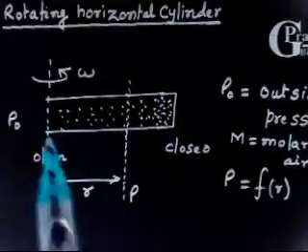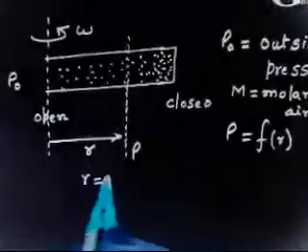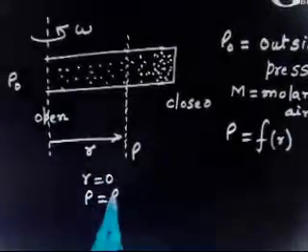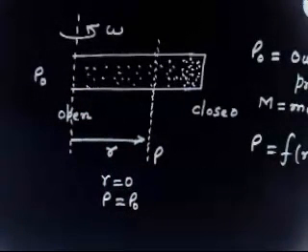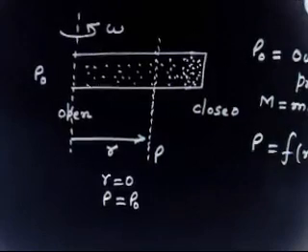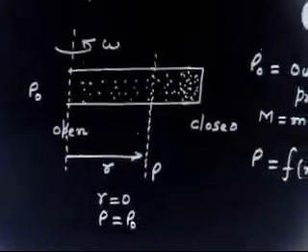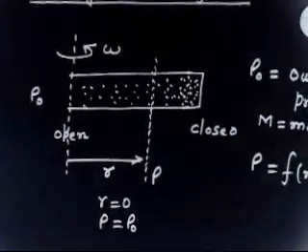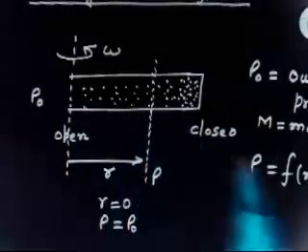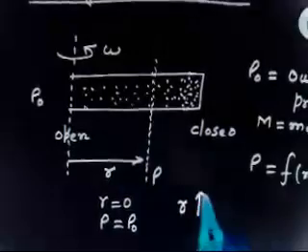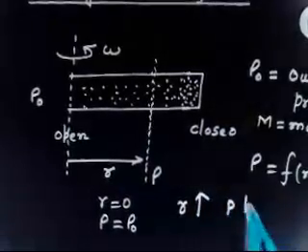One more thing, when distance r is equal to 0, pressure is equal to P naught, because this end is open to atmosphere. So we have one boundary condition. When r is 0, pressure is equal to P naught. One can expect pressure keeps increasing as you increase r. This means if r increases, pressure increases.